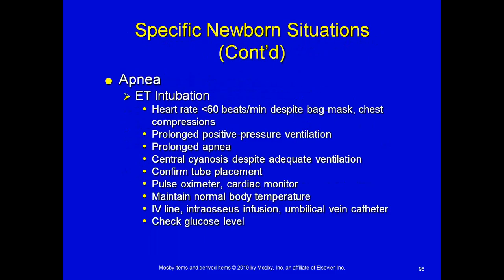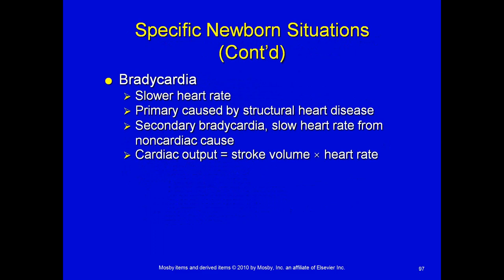If they've got prolonged apnea, they've got central cyanosis despite positive pressure ventilation, you want to make sure that you confirm tube placement with, if at all possible, end-tidal CO2 and both a waveform and a number. You want to hook them up to a pulse oximetry, a heart monitor. Again, so vitally important to maintain normal body temperature. Get an IV line established. If that's not going to work, then an IO certainly would work. And remember, with neonates and infants and children, we have multiple sites to do the IO. And we'll look at those in PALS as well. You want to check their blood glucose level because it's often low.